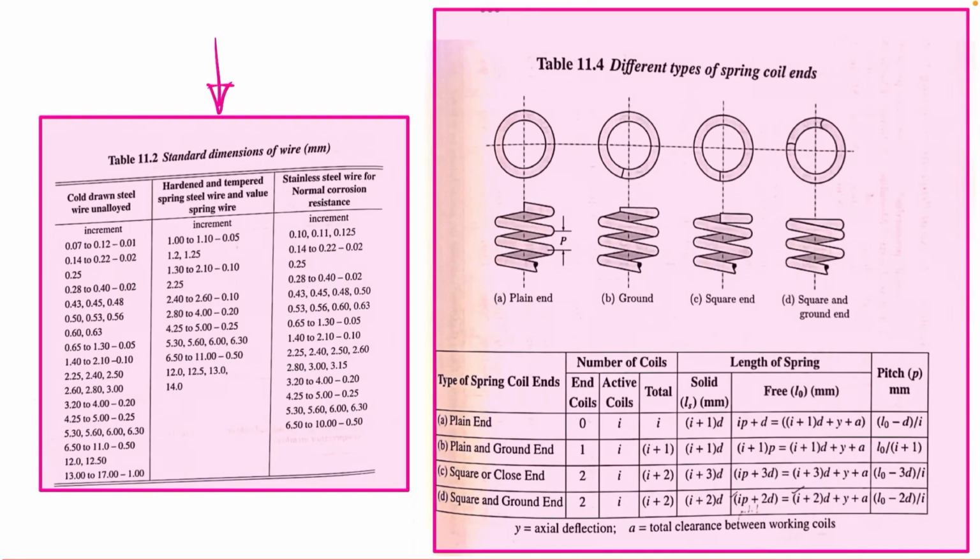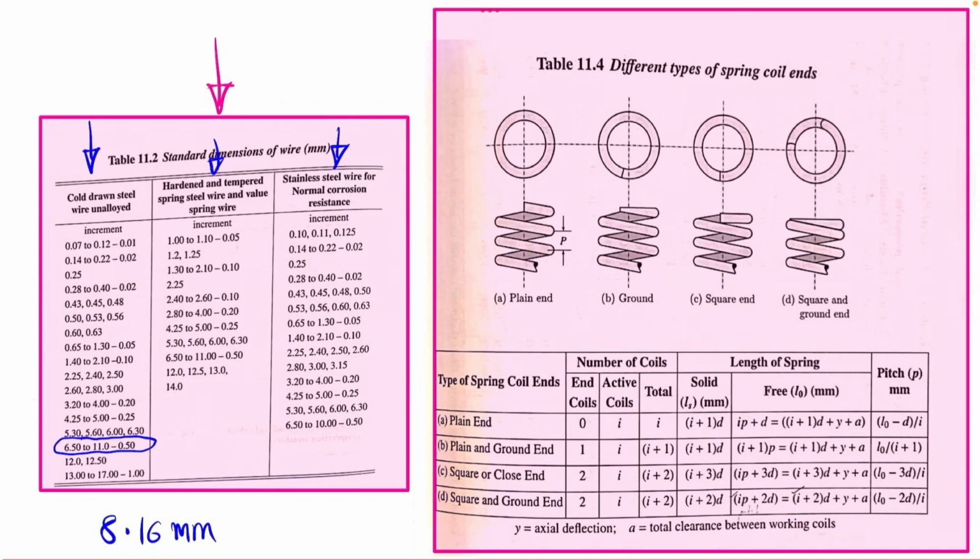So we need to standardize this value. For standardizing, we will be looking for the table, that is table 11.2, and in which step this 8.16 is coming. If we are looking onto the first column, which is cold drawn wire unalloyed, you can take any type, or hardened and tempered, or you can take stainless steel, any column you can take. So I am going for the first column, and here our value is 8.16 mm. So we need to look for in which step it is lying.